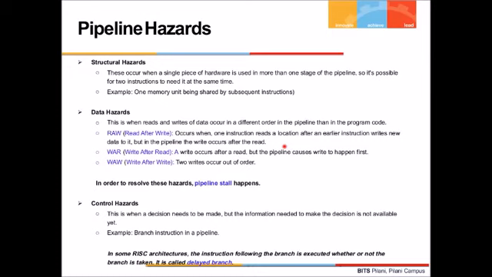Similarly, there is write after read. A write has to occur after a read, but in the pipeline, what has happened? The read has occurred earlier, so the write has occurred later. So again, the written data is not getting reflected in the system. Then write after write, where two writes occur out of order. So the first one writes initially. Suppose there are two instructions.